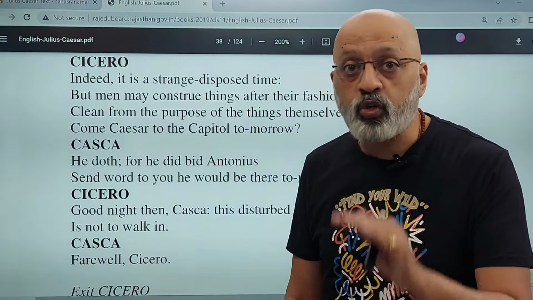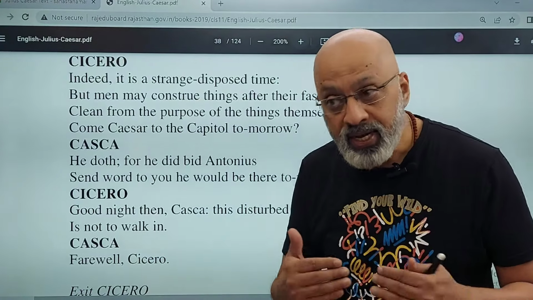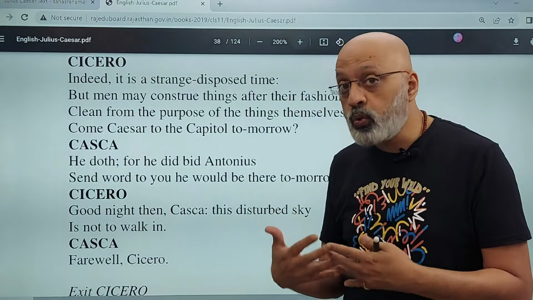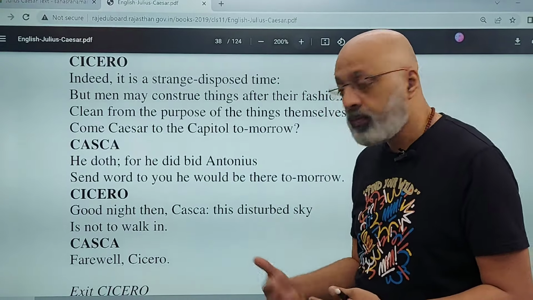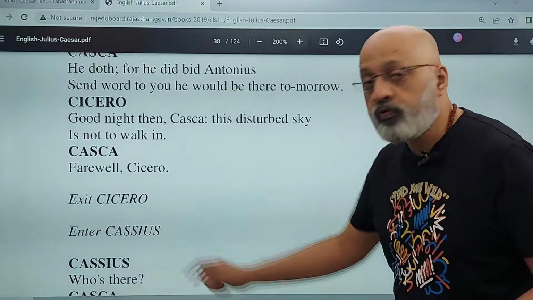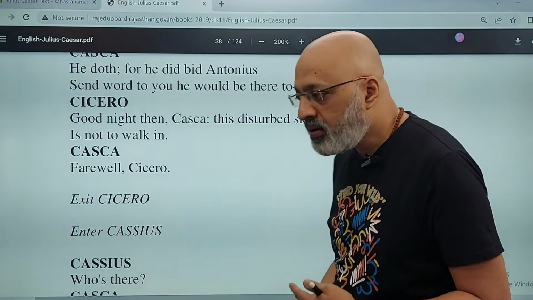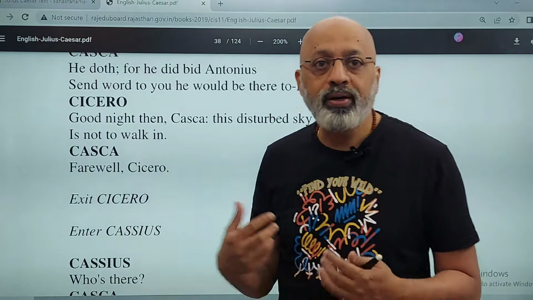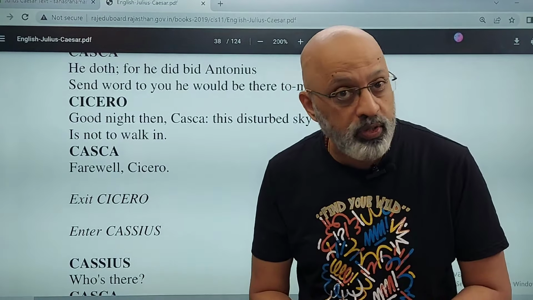We will pause part 1 of this explanation of scene 3 here. Explanation video number 2 is going to be a little longer because that's also the important part where Cicero exits, but Casca is in conversation with Cassius. And Cassius, as we know, is really working on getting as much support as he can for his plot to get rid of Julius Caesar.